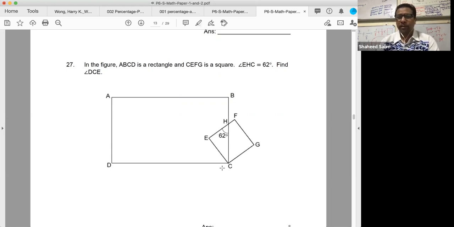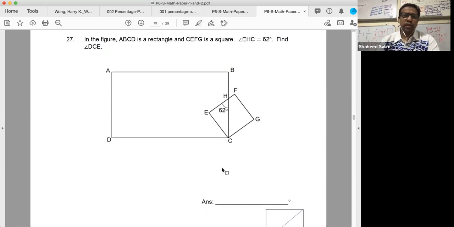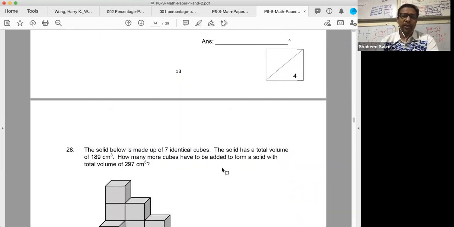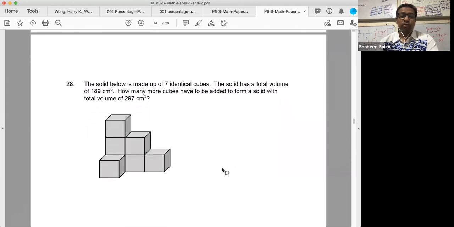Zahira, too fast, is it? Is it going too fast? No. Okay, you all can do this. You can score for paper one. Trust me, you can score. Okay, you try this one.